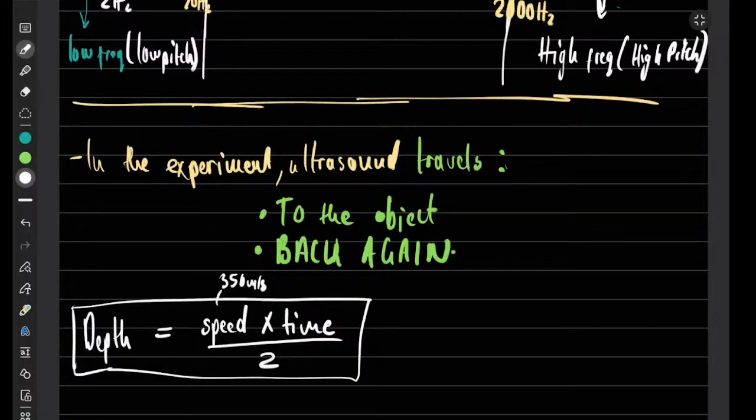So this is important. Ultrasound will reflect at the boundary, whether it is the bone, the floor of the ocean, or a crack in the metal. I don't care. When there's a boundary, it is going to reflect and come back. You multiply that time by the speed, divide by 2, and you will know the depth. Are we together?